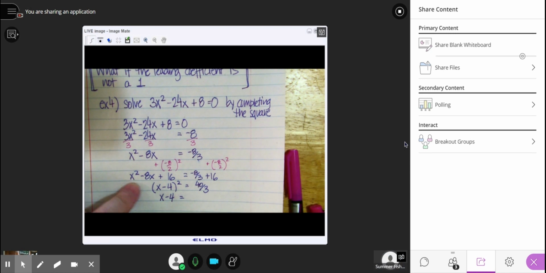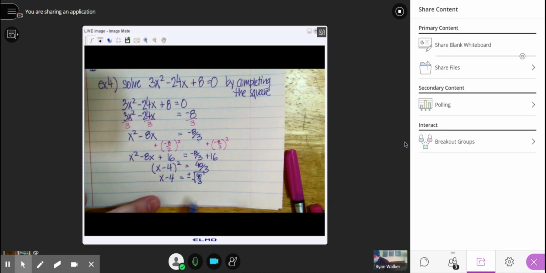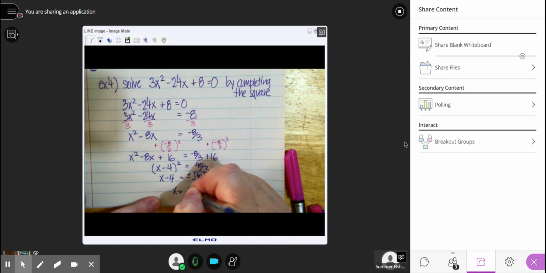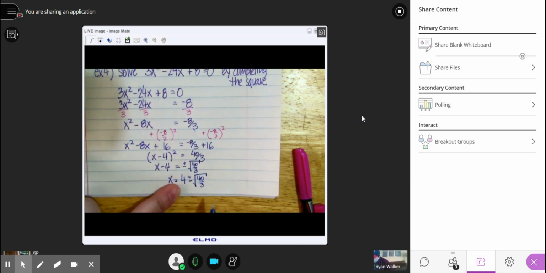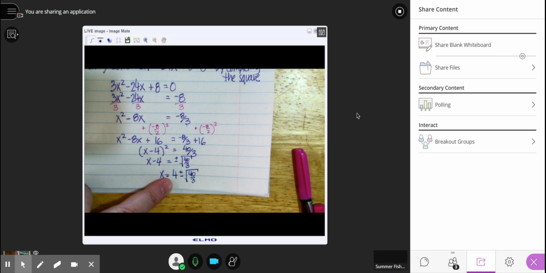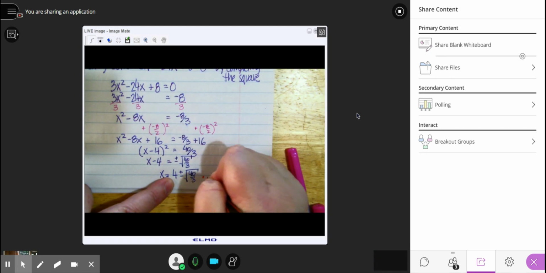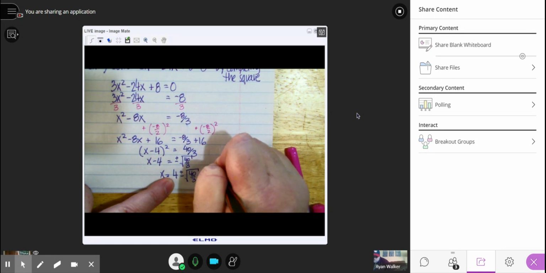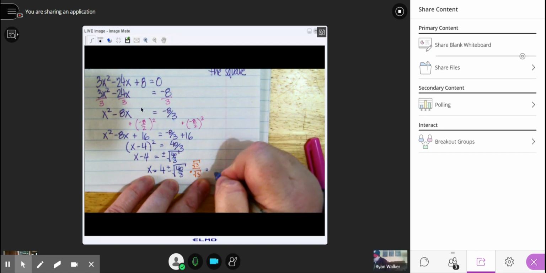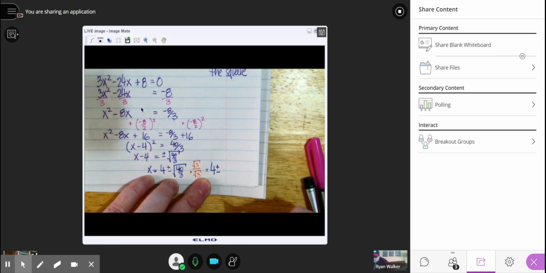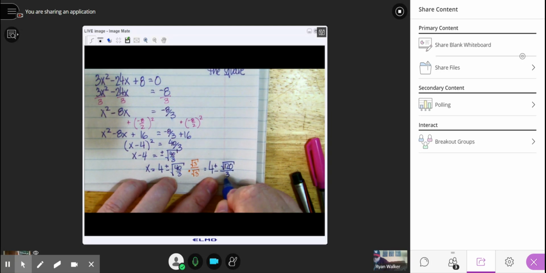All right, so now I need to take plus or minus the square root of 40 over 3, adding 4 to both sides. I get 4 plus or minus the square root of 40 over 3. And as we talked about before, I can't leave this as the square root of 40 over 3. I need to multiply both the top and the bottom by the square root of 3. So I have 4 plus or minus the square root of 120 over the square root of 9. That's just a 3.